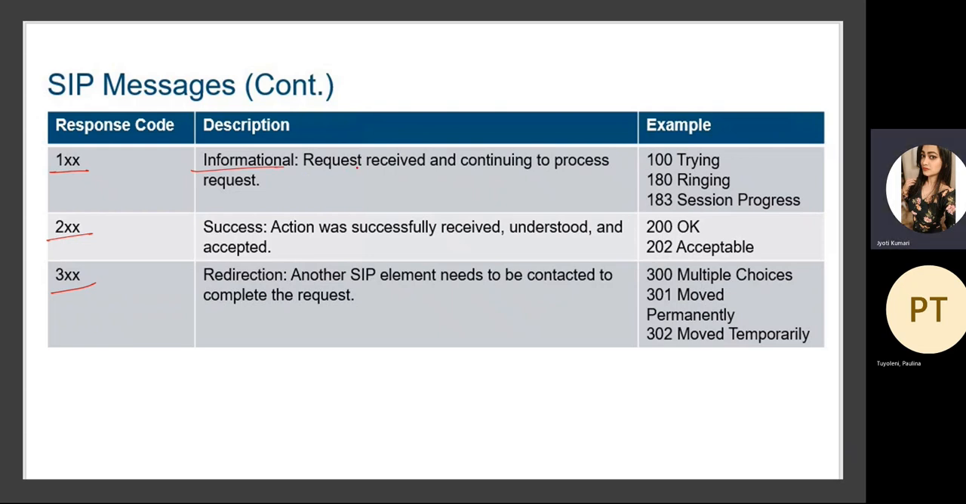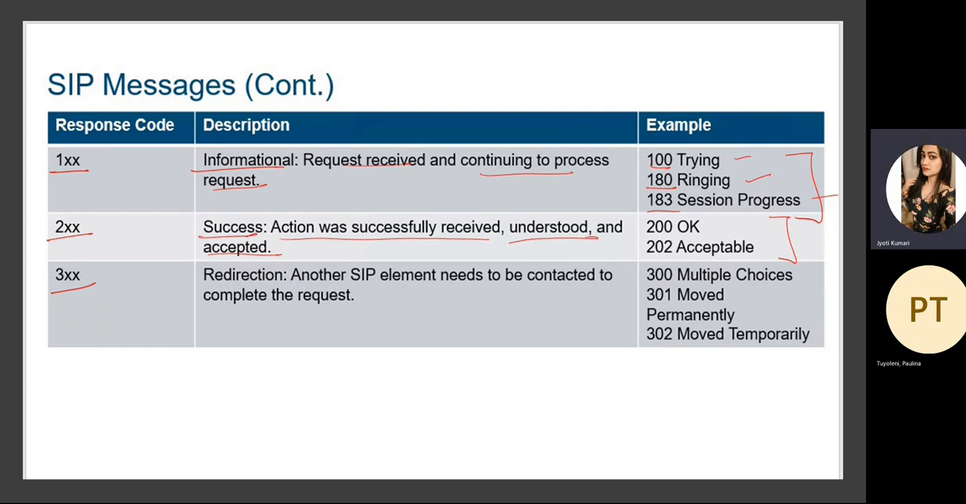When the request is received and is continuing to progress or process, you get a response code of the 100 series. Different types of 100 series messages can be 100, 180, 183: 100 for trying, 180 ringing, 183 session progress. The 200 series is success messages, when the action was successfully received, understood, and accepted. Two different types of success messages are there: 200 OK and 202 Accepted.